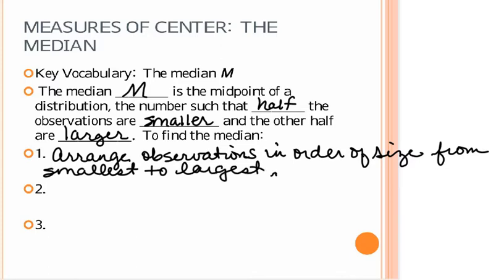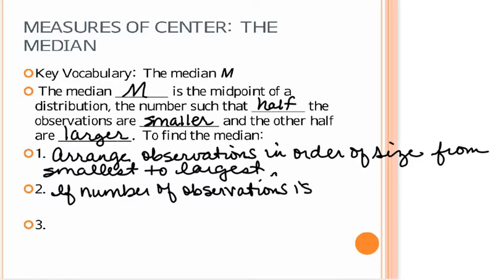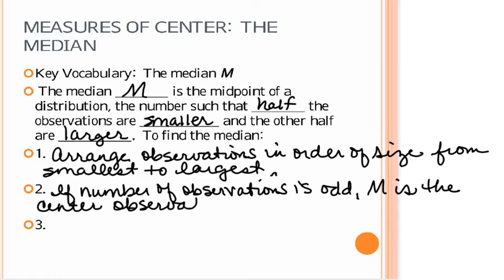Next, if the number of observations is odd, it makes it easy. Then M, or the median, is the center observation in the ordered list. Now, that just means that if you have 13 different numbers, the median is the 7th number once you put them in order.